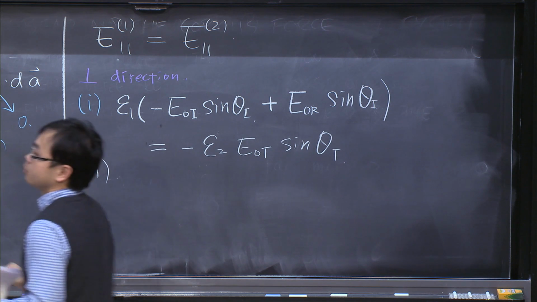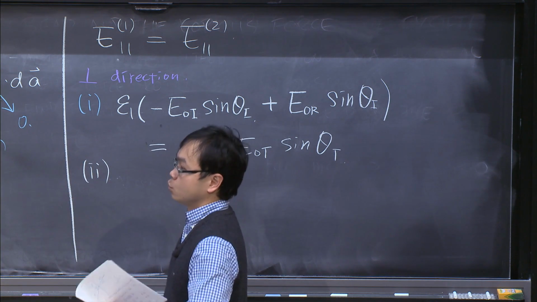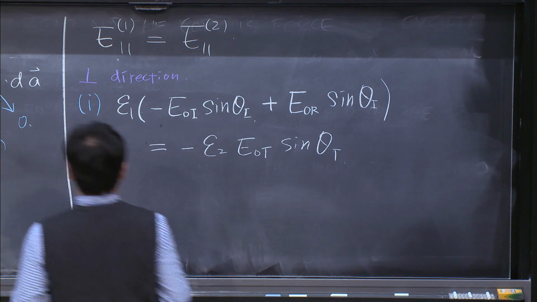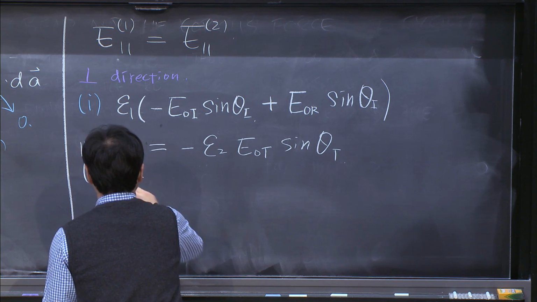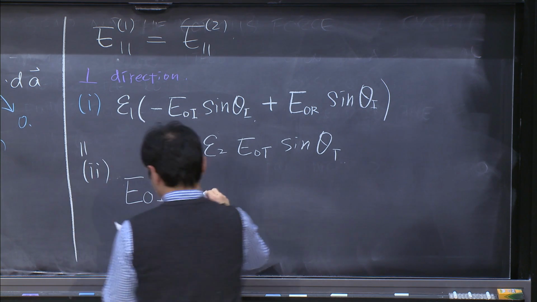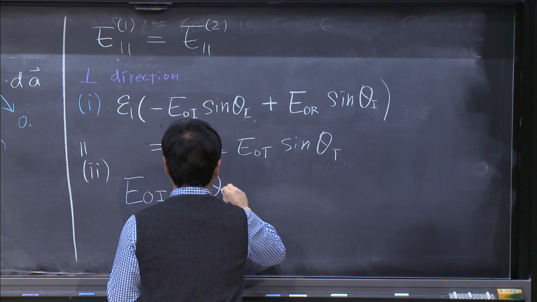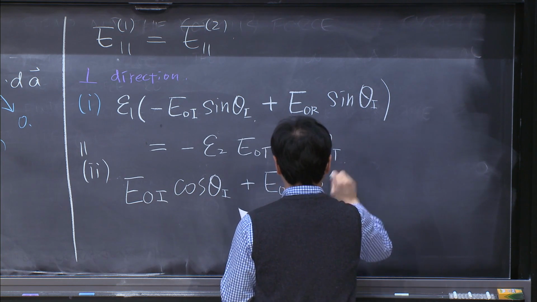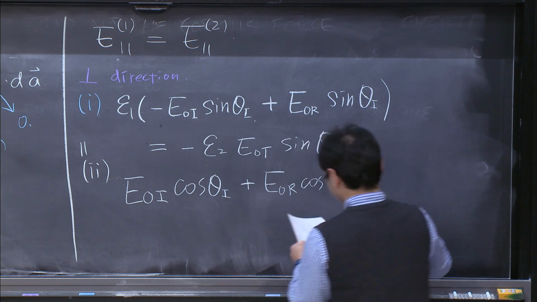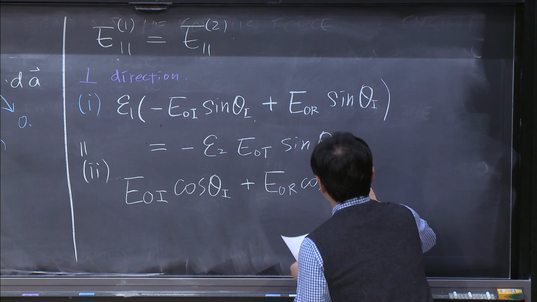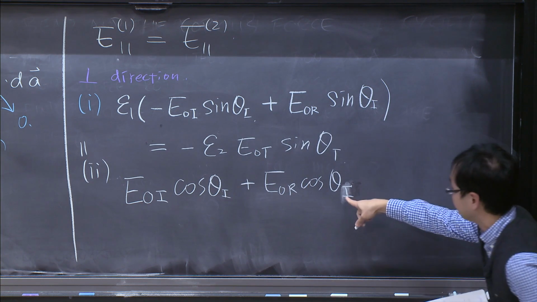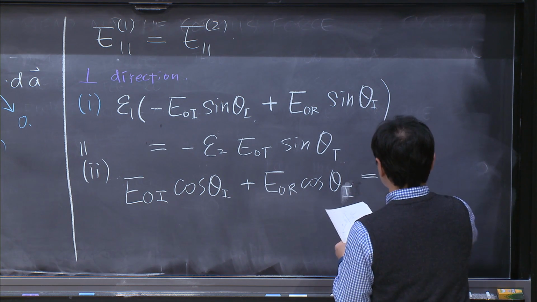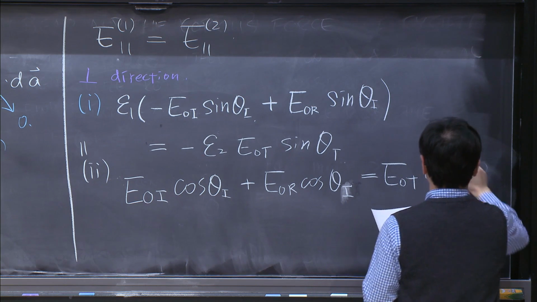Okay, so that's the first expression I can get, and then from expression number 2, I can now take the projection which is parallel to the surface, right? So now this is the parallel direction, and basically what I'm going to get is E0I cosine theta I plus E0r cosine theta r. Theta r is equal to theta I, so I replace that by theta I already. Okay, and that will be equal to E0t cosine theta t.